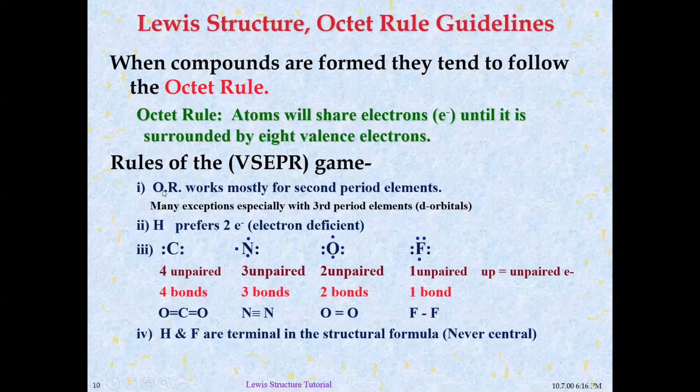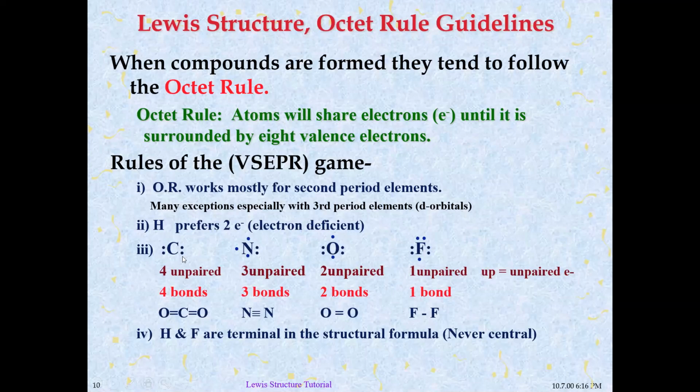Now, the octet rule works mostly for second period elements. On the periodic table, we have the first period and the second period. By the time you get to the third period, where we now have the d orbital, because in the first and second periods your electrons are found in the s and p orbitals, but at the third shell you have your d orbital. So there will be some anomalies when you get to the d orbital. Now we'll look at those that follow the rule before we look at the exceptions. So hydrogen will always have 2 electrons, as hydrogen will never have a double bond, because it has only one valence electron, which can be shared with another atom's electron to form a single bond.